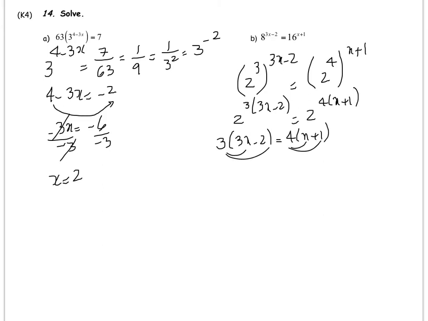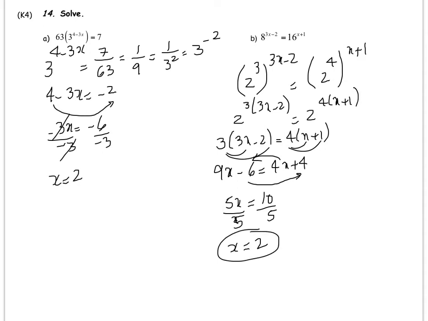If you distribute the constants inside, we get 9x minus 6 is equal to 4x plus 4. I move negative 6 to the right, 4x to the left. I get 9x minus 4x is 5x. And negative 6 becomes positive 6. 6 plus 4 becomes 10. Divide by 5. And we get x is equal to 2.